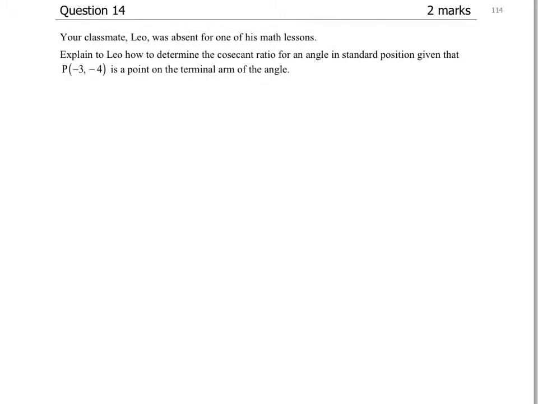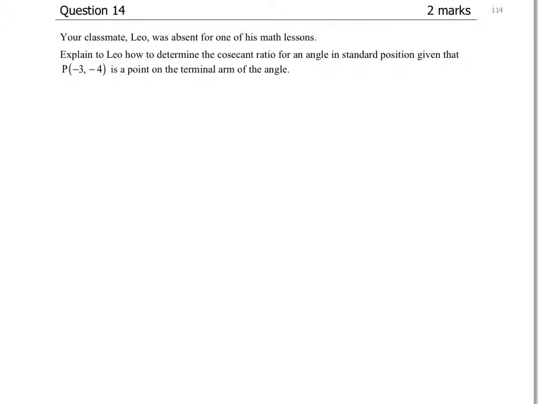Question 14. Your classmate Leo was absent from one of his math lessons. Explain to Leo how to determine the cosecant of an angle in standard position, given that the point (-3, 4) is a point on the terminal arm of the angle.